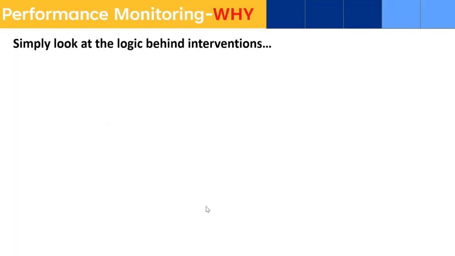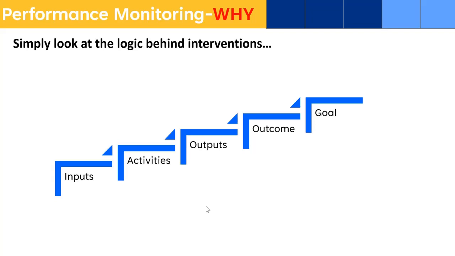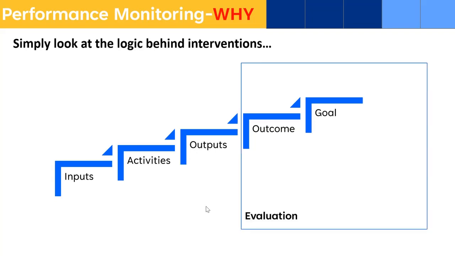Now, why? Simply look at the logic behind the intervention, why we do performance monitoring. This is the logic of intervention: input, activities, output, outcome, and goal. Here you can see there are two parts. This part comes under evaluation, and this one also comes under result-based monitoring, but mostly under evaluation because you conduct detailed studies for them.